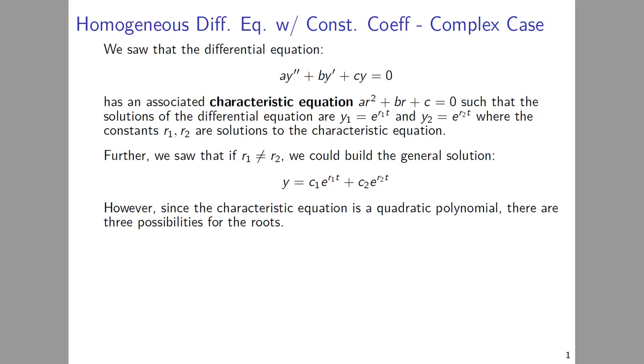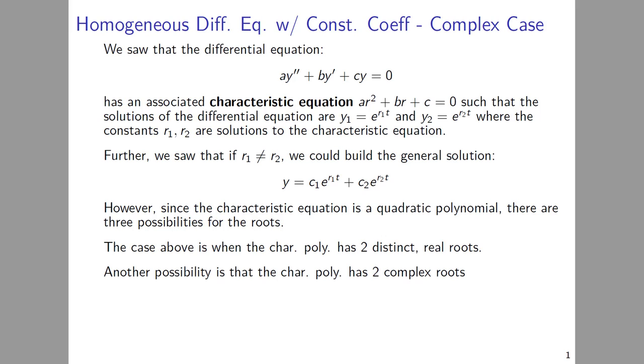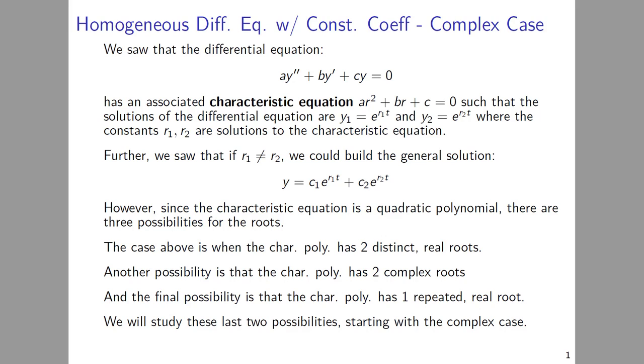However, since the characteristic equation is a quadratic polynomial, there are three possibilities for the roots. The case above is when the characteristic polynomial has two distinct real roots. Another possibility is that it has two complex roots. And the final possibility is that it has one repeated real root. We will study these last two possibilities, starting with the complex case now.